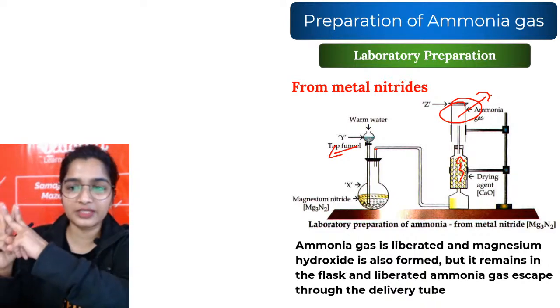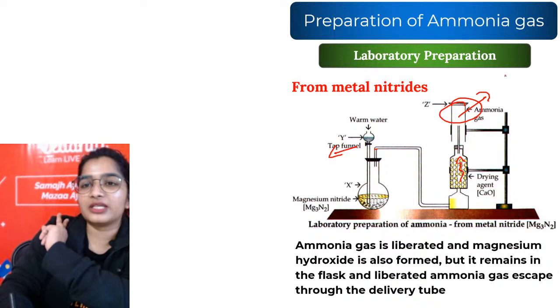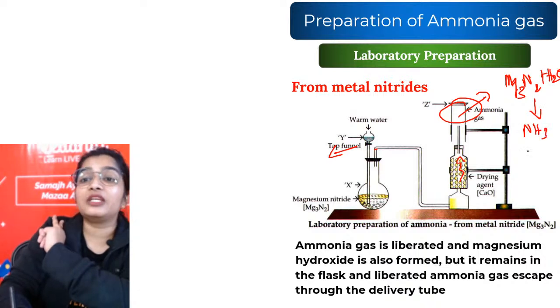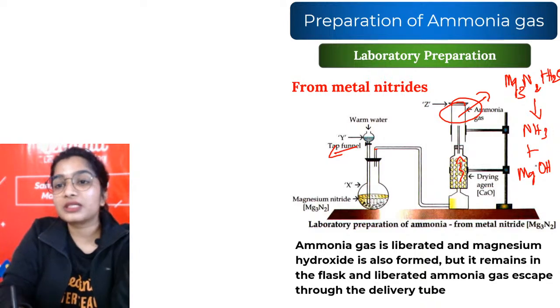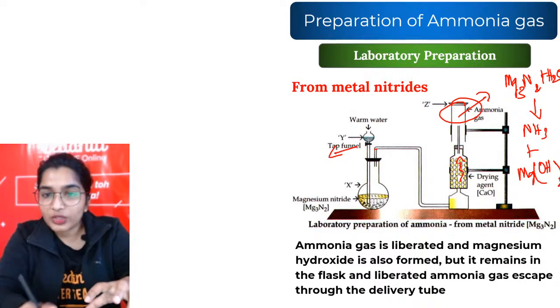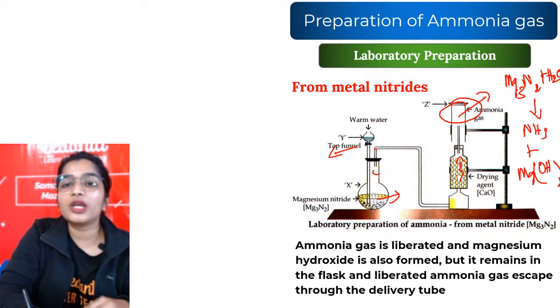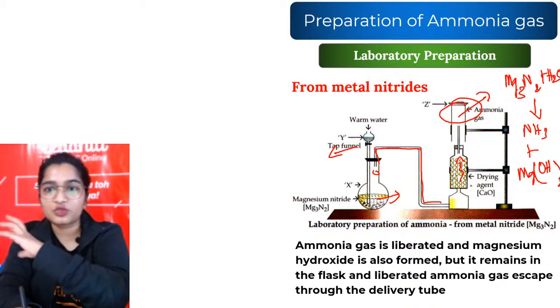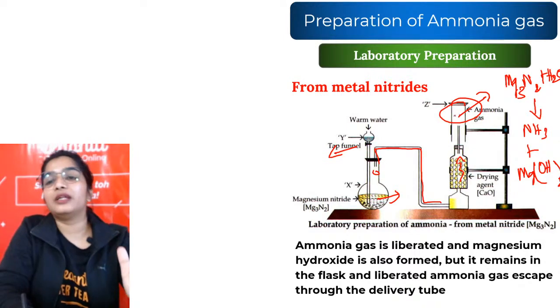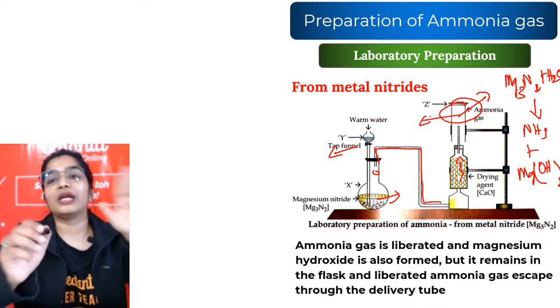See, there are two products that will be formed. Magnesium nitride is Mg3N2 plus water, so you will get ammonia, plus magnesium hydroxide will also be formed, Mg(OH)2. Mg(OH)2 will remain in the flask. Ammonia, as it's a gas, will go through this delivery tube, so it has to pass through the calcium oxide, and the dry ammonia gas will be collected there.